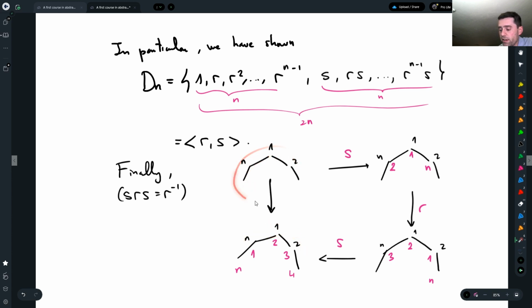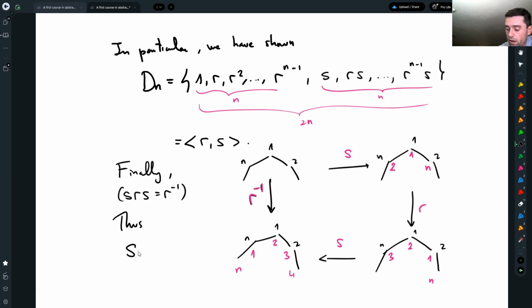So what's happening is that I'm going 2 pi over n radians counterclockwise, but that is precisely the inverse of r, so it's r minus 1. Let me write it with this color. So this shows that yes, S, R, S is R inverse, and that finishes the proof of the theorem.